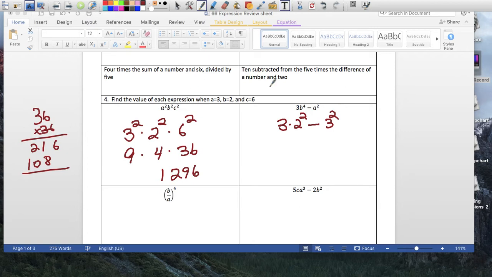And again, don't do anything yet until you get rid of the exponents. So this will be 3 times 2 to the second power, which is 4. 3 to the second power is 9. Now I can do my operations. 3 times 4 is 12, minus 9. That's going to give me 3.